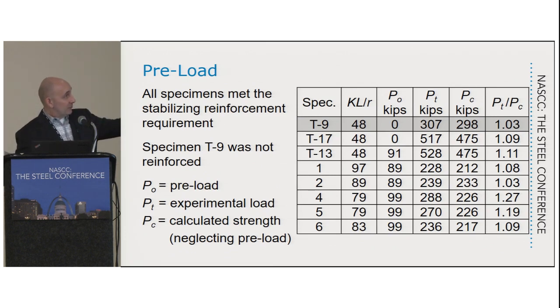Okay, so we've got the preload here. Slenderness ratios, you can see, are all about what we'd expect to see in a normal structure. The test load is here. The calculated load is here. That's using the actual yield, not the nominal yield stress, but the measured yield stress from their tests. And the ratio is here, the test to calculated ratio. So that final column is going to tell the story, and anything bigger than 1, as all the values are, is going to be conservative.